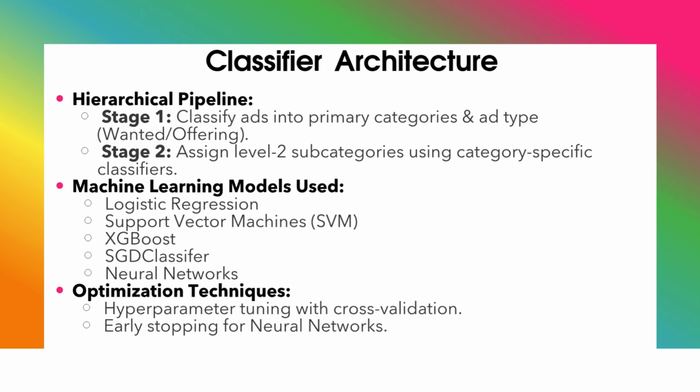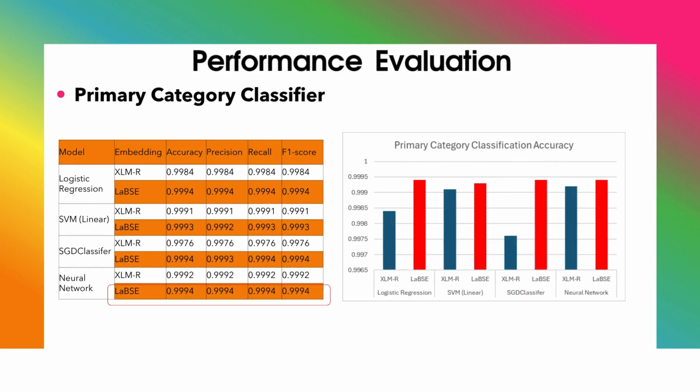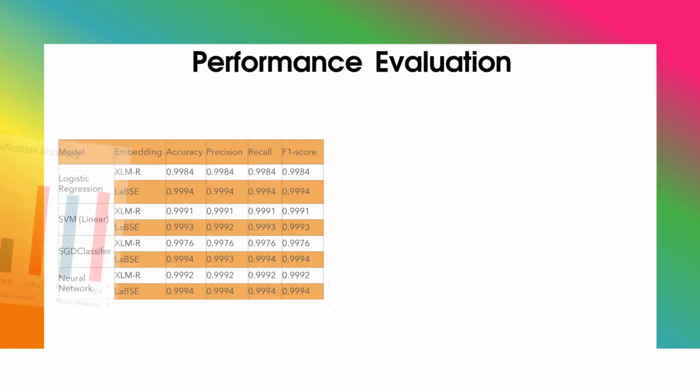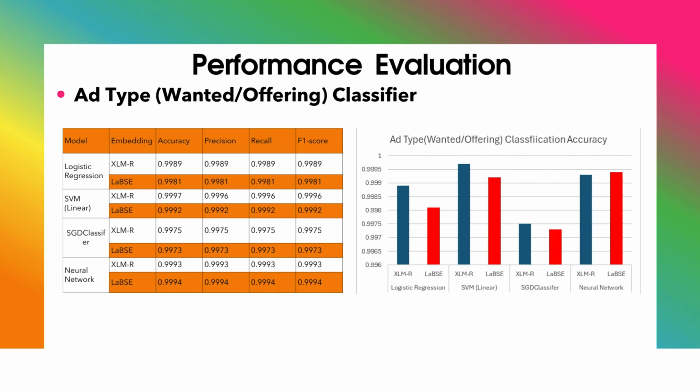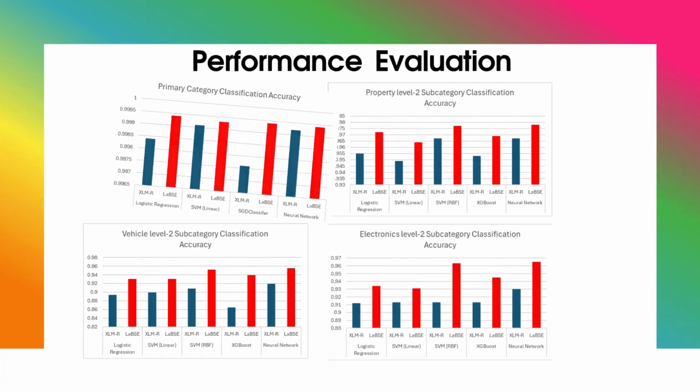We experimented with a variety of models, including SVMs, logistic regression, XGBoost, SGD classifiers, and neural networks, all trained using multilingual embeddings generated from XLMR and LaBSE. We evaluated the classification models using metrics like accuracy, precision, recall, and F1 score, and observed very strong and consistent performance across all tasks. Models trained with LaBSE embeddings performed particularly well on multilingual data, and neural networks showed strength in capturing the nuances of subcategories.